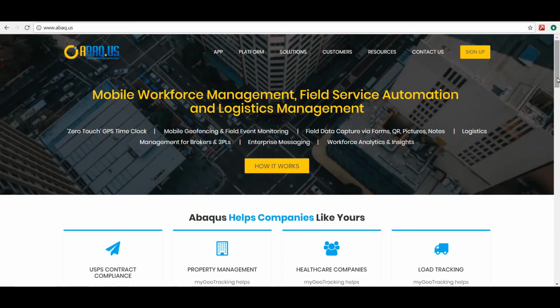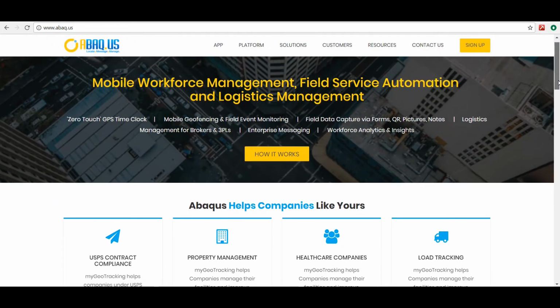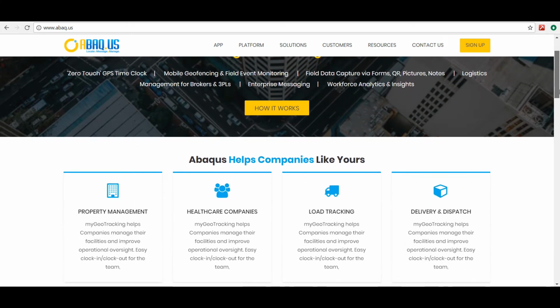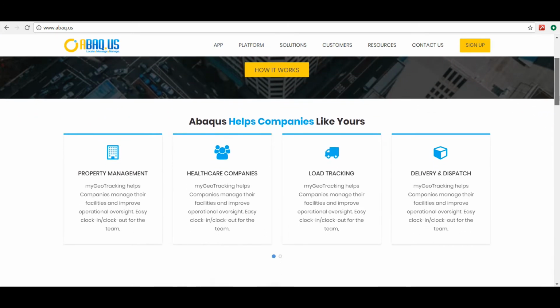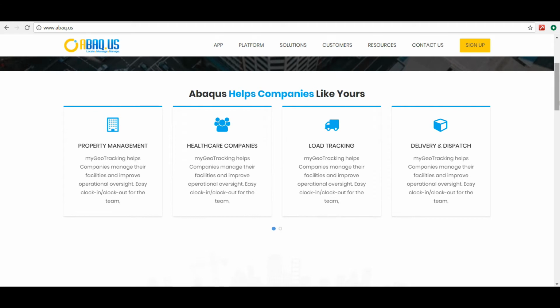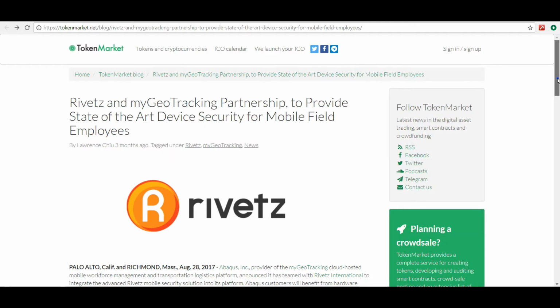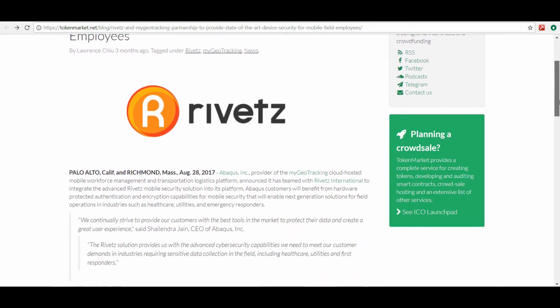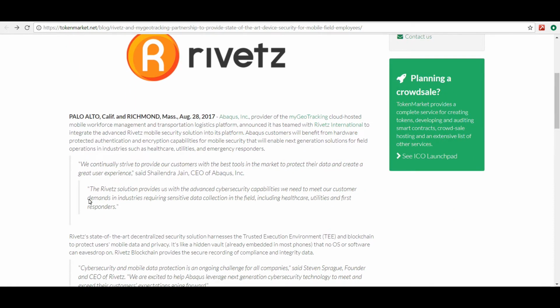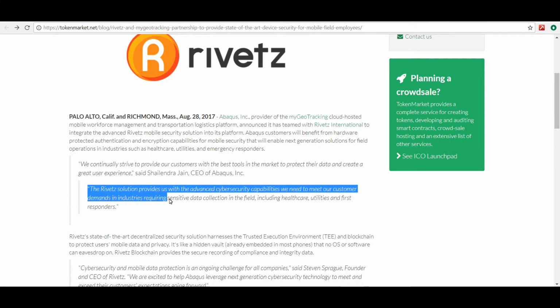Rivetz is also providing next-generation cybersecurity measures to California-based MyGeo Tracking, cloud-based geo-tracking services for mobile workforce management and transportation logistics. According to the CEO, the Rivetz solution provides MyGeo with the advanced cybersecurity capabilities that our customers need in relation to sensitive data.